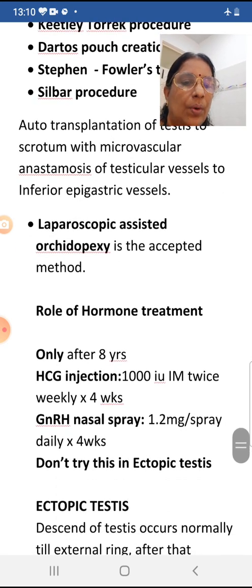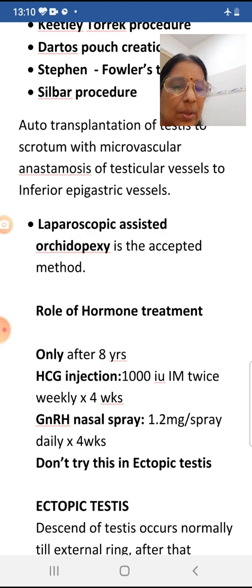Then there is some role of hormone treatment for the undescended testis, because there may be some deficiency of HCG in this boy. At that time only, the hormone treatment is given if the patient hasn't undergone surgery till the age of 4 years. Then you can wait till 8 years and you can give HCG injection, that is 1000 IU IM twice weekly for 4 weeks. Don't give it more than that. And sometimes you can use a nasal spray, gonadotropin releasing hormone nasal spray, 1.2 mg per spray daily for 4 weeks.